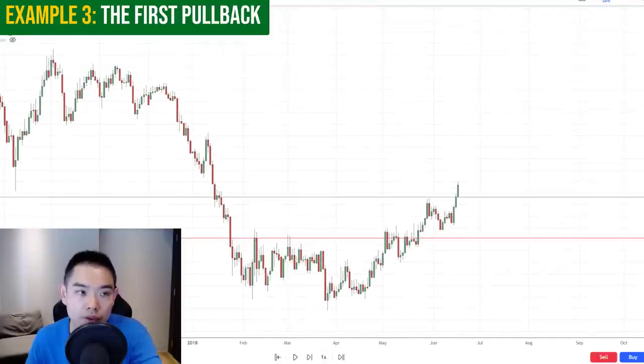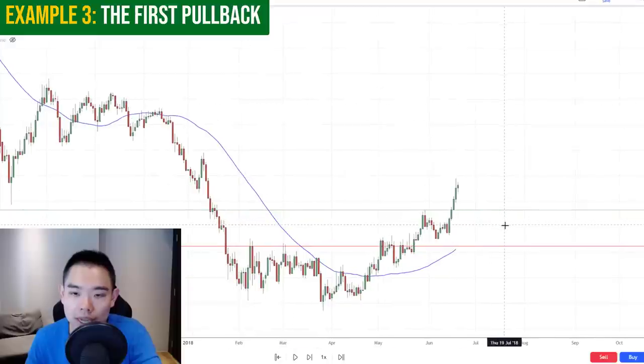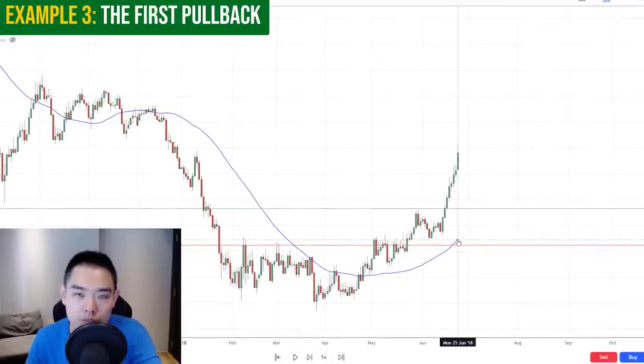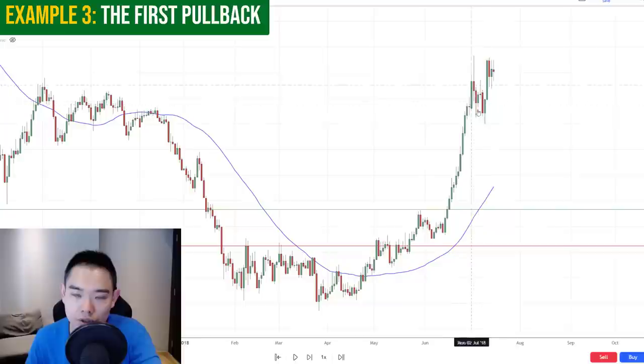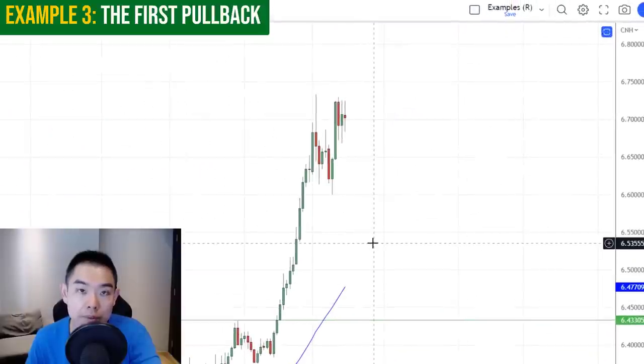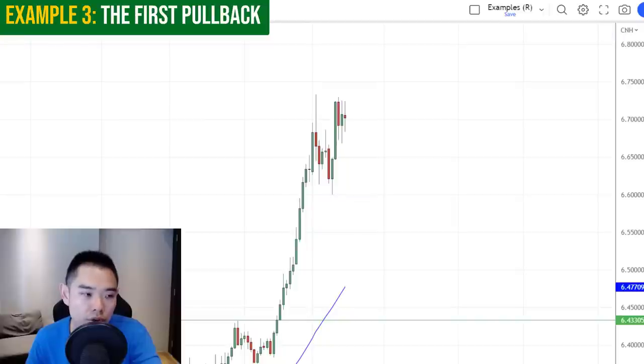So if I overlay the 50 MA, you will only exit the trade if the price closes below the 50-period moving average. I'll just fast forward a little bit. You can see over here, price continues to head up higher, and the 50-period moving average is continuously heading up higher as well. So you only exit the trade when the market comes down lower and breaks and closes below the 50-period moving average. If it breaks and closes below it, then you exit the trade.